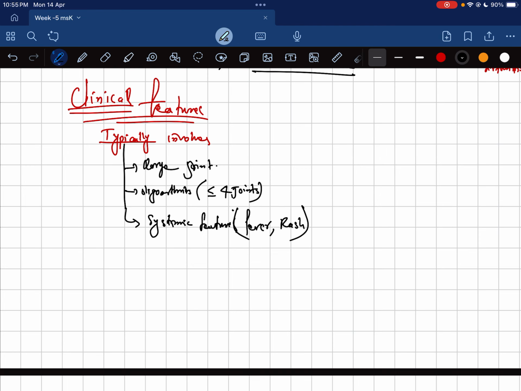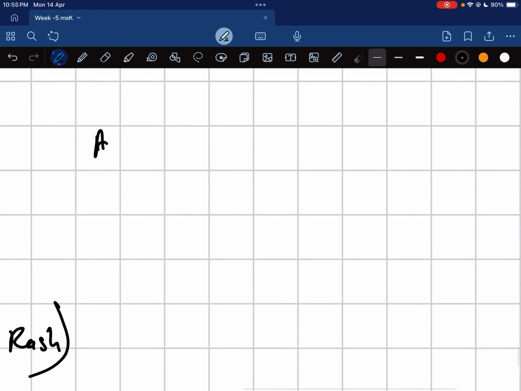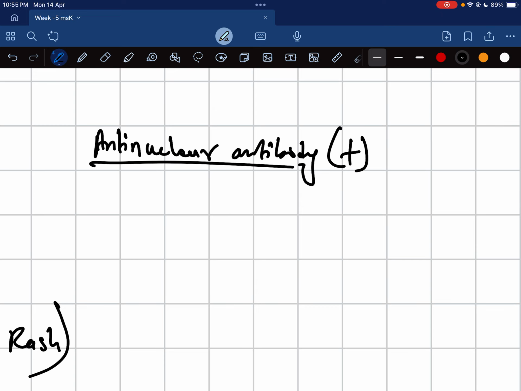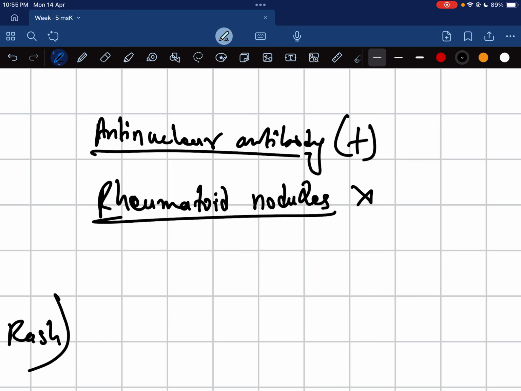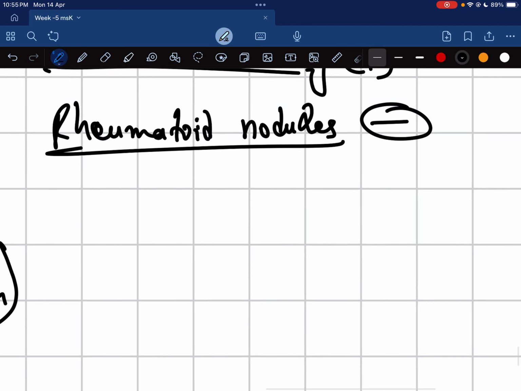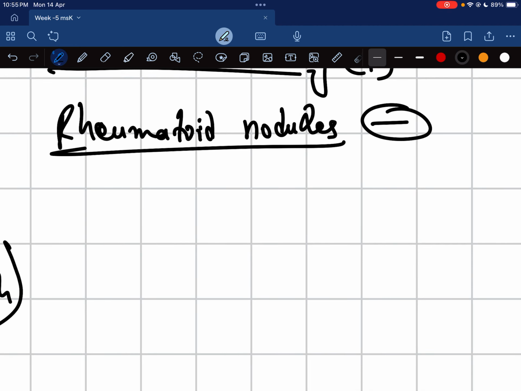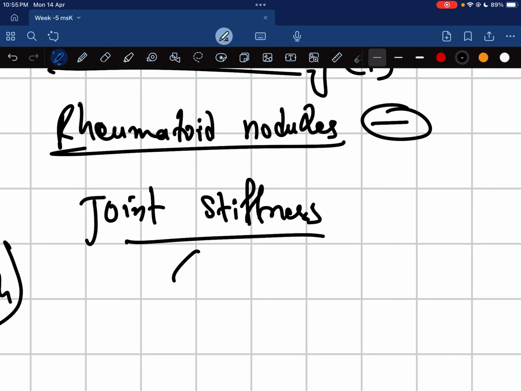When we look at the anti-nuclear antibody, it is positive. And rheumatoid nodules are absent, and joint stiffness is present, especially in the morning.